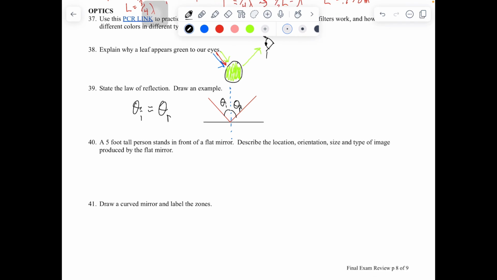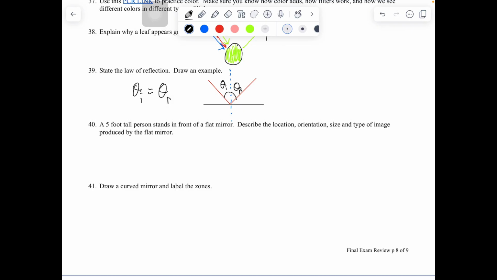A 5-foot-tall person stands in front of a flat mirror. Describe the location, orientation, size, and type of image produced by the flat mirror. Okay. It's a flat mirror, so we know for our L, the location, right? The image, I'm going to talk through this. This is going to be a lot of words. For the location, it's going to be behind the mirror at an equal distance as the object from the mirror. So, if the person is standing 3 feet in front of the mirror, the location of the image would be 3 feet behind the mirror.